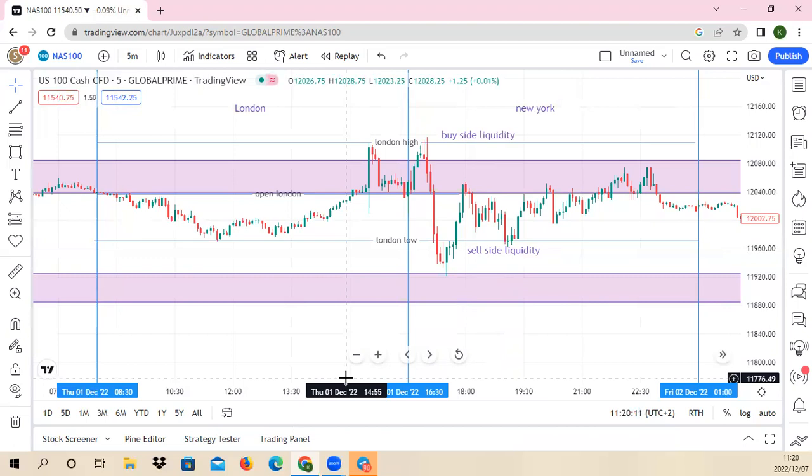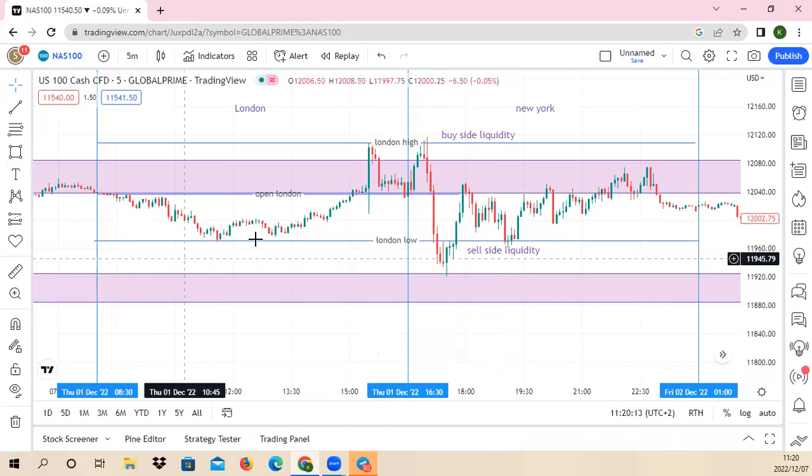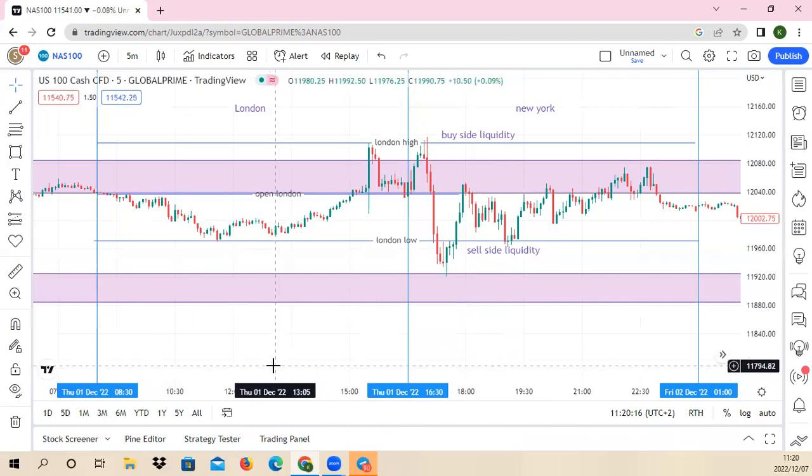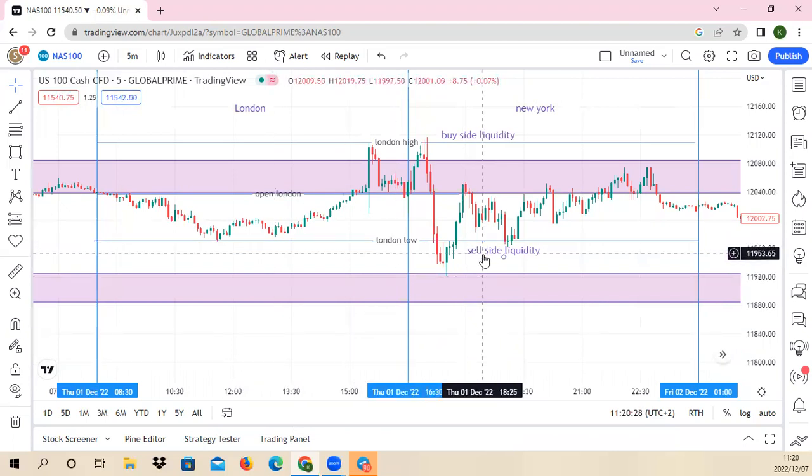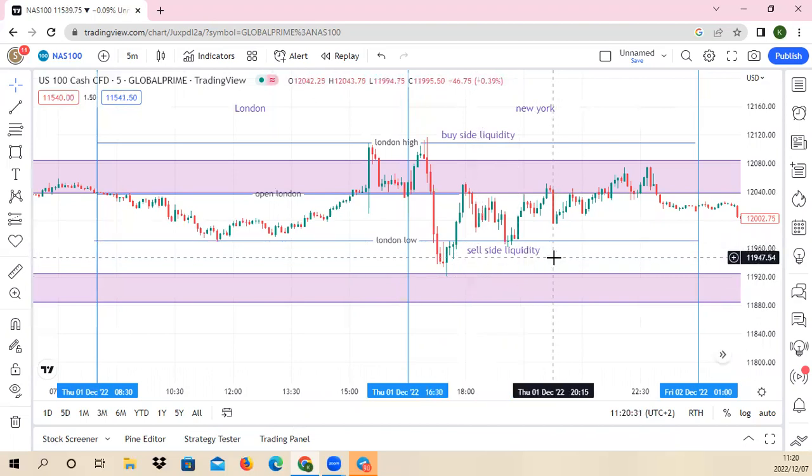So for instance, especially in this part here, if the London high is taken out first and the buy side liquidity is collected, the main trade of the New York session is basically going to be a sell, which is coming to collect the sell side liquidity. Because since the buy side liquidity has been taken out, there's a level of insufficiency on top of that liquidity, you know. So the market cannot go there because they've already taken out the liquidity, you see.